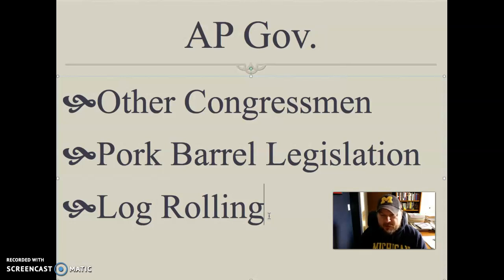The other thing they do is something called log rolling. It's very simple. You vote for one of my proposals, I'm going to vote for one of yours. So it's the idea of trading favors, basically. I'm really not for this, you are. I've got a bill that I really need your vote on, and you're not so keen on it. I'll vote for yours, you vote for mine, and we both kind of get what we want. It's just basically trading favors. So that happens all the time, too. That's part of building a coalition.